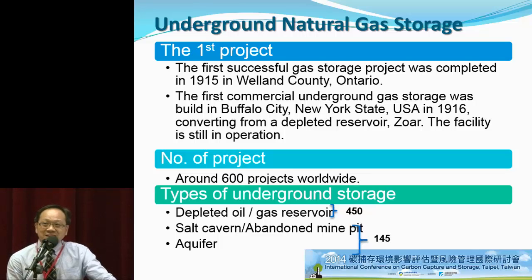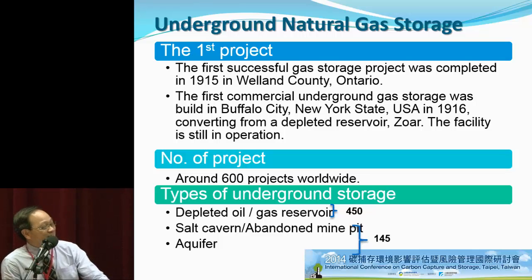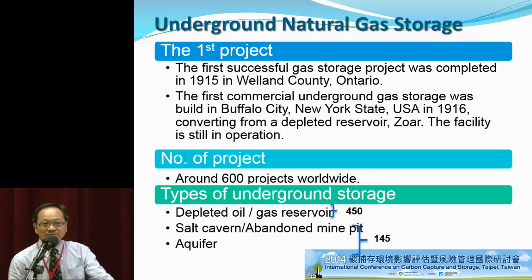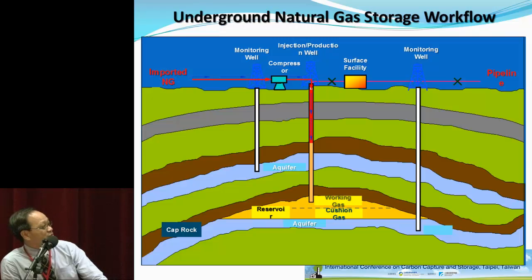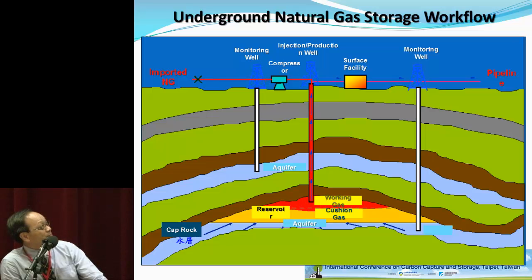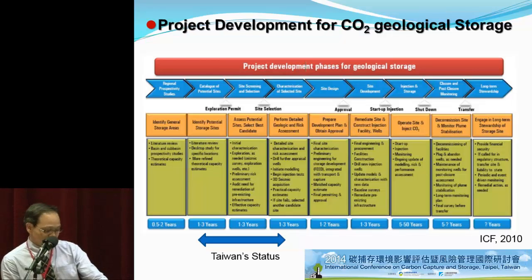Actually, this is not the only case in the world. In the world, there are a lot of this kind of underground natural gas storages, around 600 projects. So it has been carried out for a long time. So gas injection and production is a quite safe and proven technology. This is a diagram showing the scenario of injection into gas storages. Then there are some ways of monitoring the pressures and monitoring where the gas will go.